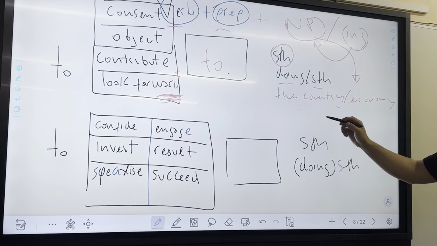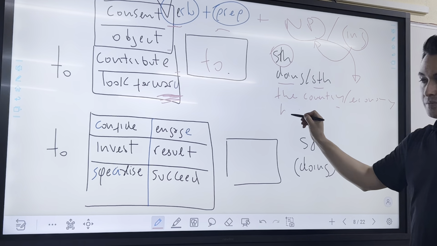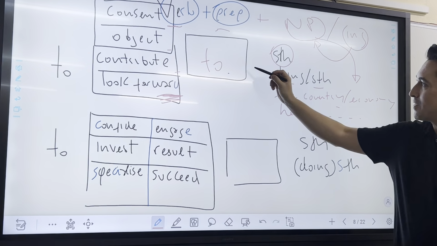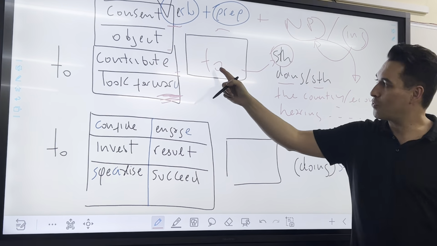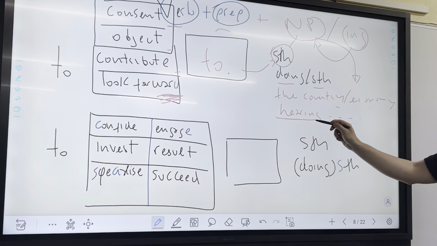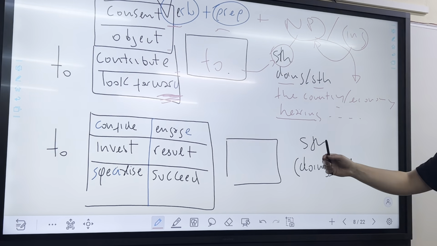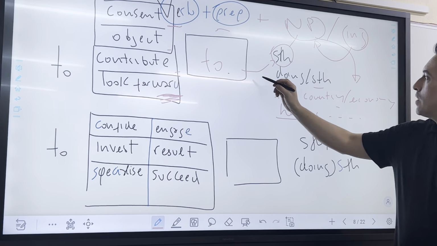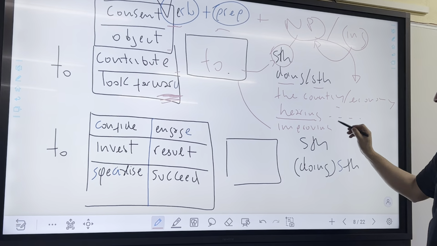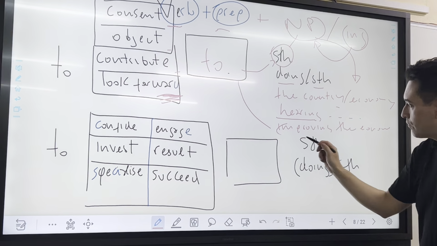You could say, so for example, I look forward to hearing from you. I look forward to something. That is a noun. But I look forward to hearing from you. Remember the emails when you say goodbye at the end? I look forward to hearing from you. Or I contribute to improving the economy. Contribute to improving the economy.